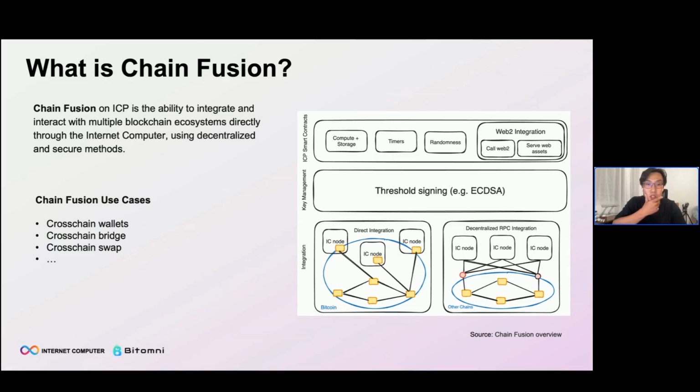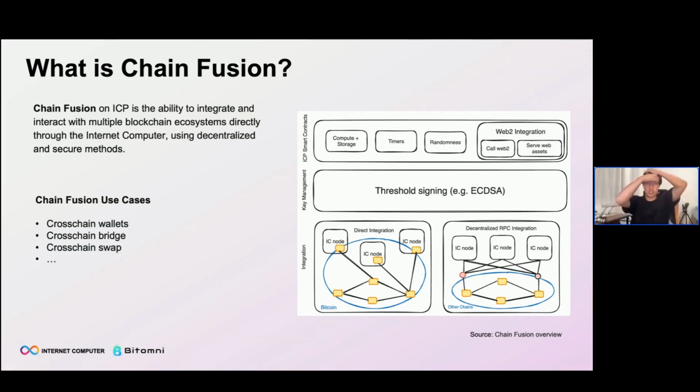And for the cross-chain wallet, what I mean is we can use chain fusion technology to build a wallet that basically lives on ICP but manages assets across multiple blockchains. For example, I have assets on Ethereum, I have assets on Arbitrum, but the backend and front end of my wallet application all run in canisters on IC. So that would be very cool.